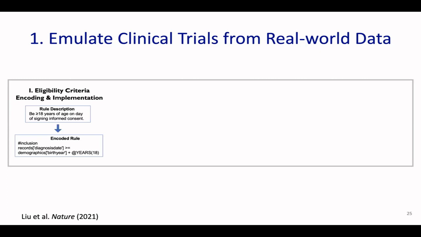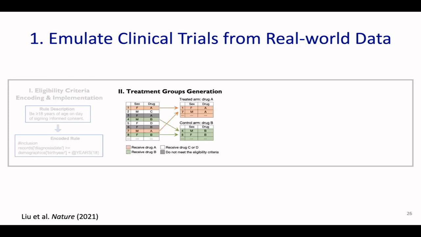First, we encode the eligibility criteria for the different protocols. Those are all written as English statements or statements in other languages, and we need to transfer them into machine-readable rules. Second, in order to emulate clinical trials, we need to generate two groups, the treated group and the control group, in the clinical trials.